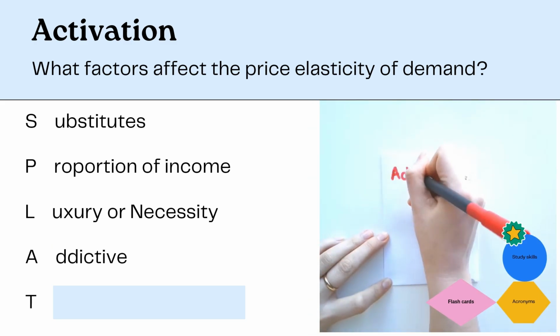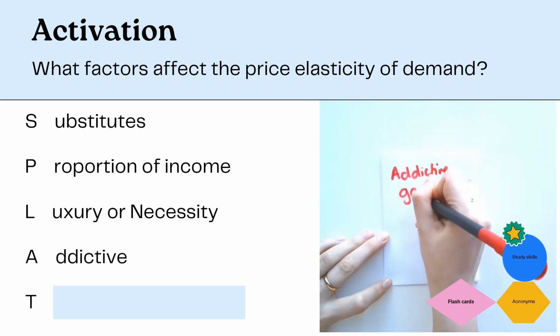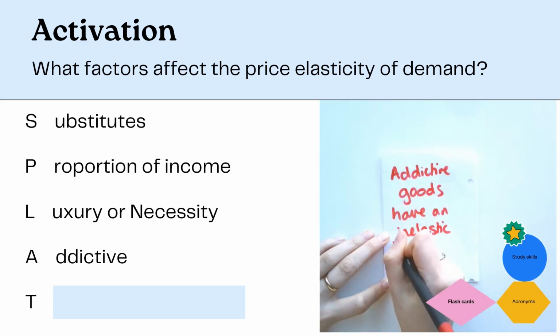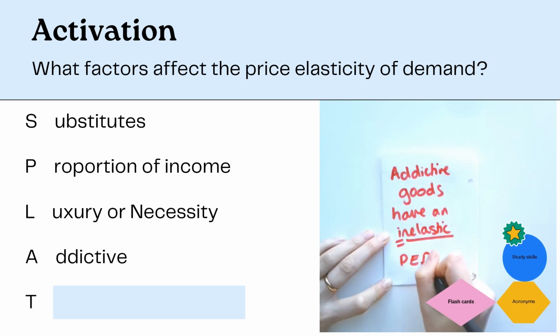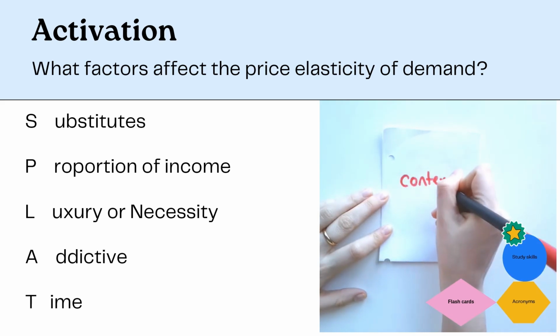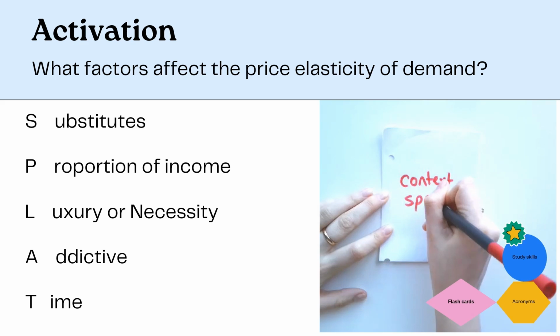Similarly, if a good is addictive, you would imagine it would have an inelastic demand. You can imagine that if the price were to rise for an addictive good, the fall in quantity demanded would be less than proportional. The final factor that will affect the price elasticity of demand is time. And now this is context specific.